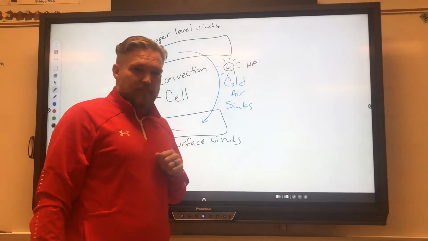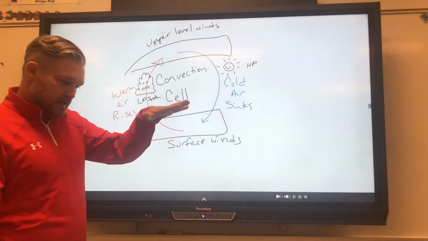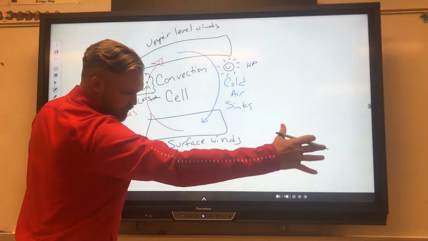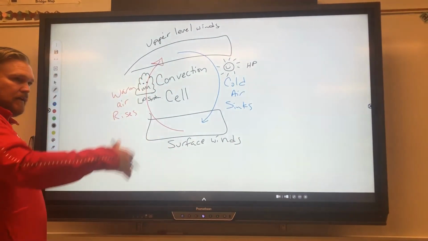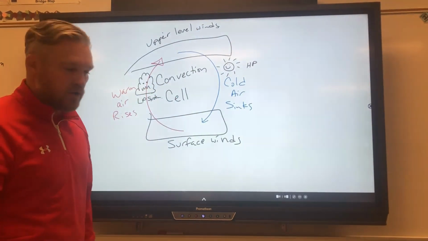I'm going to stop it there. So, low pressure, high pressure. The sun heats the earth, air rises, and creates low pressure at the surface. High pressure would then move into that. The movement of the air across the surface is going to be called wind.